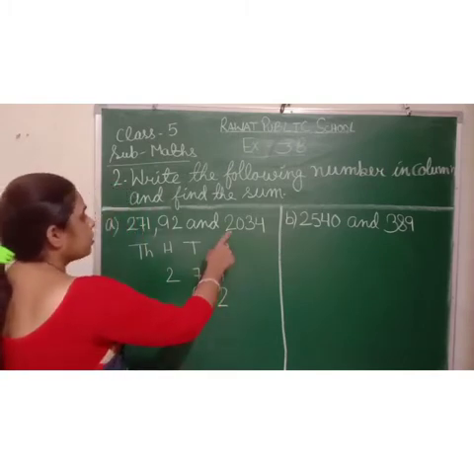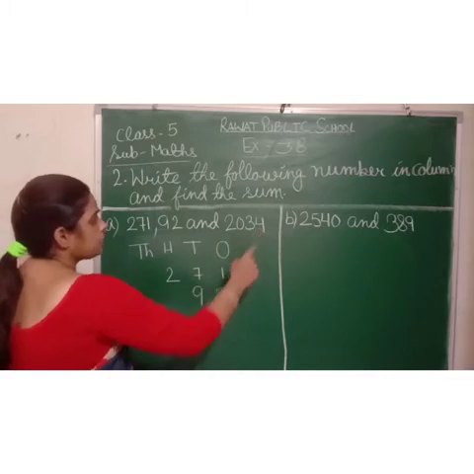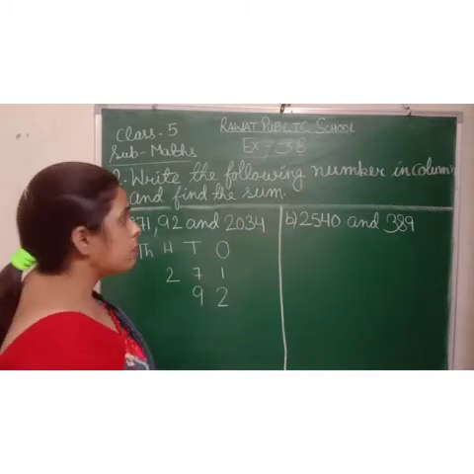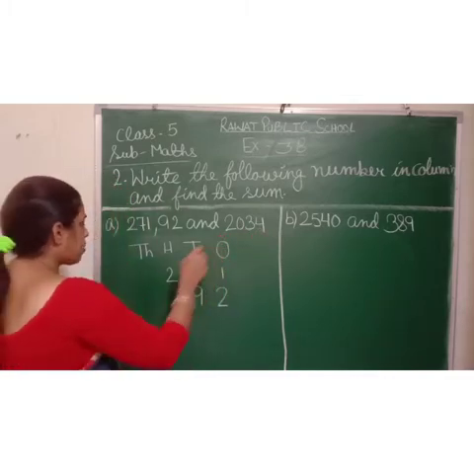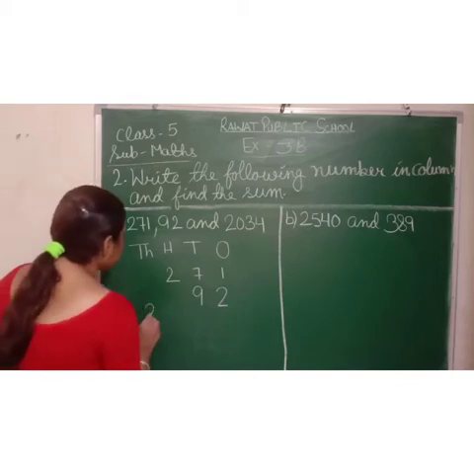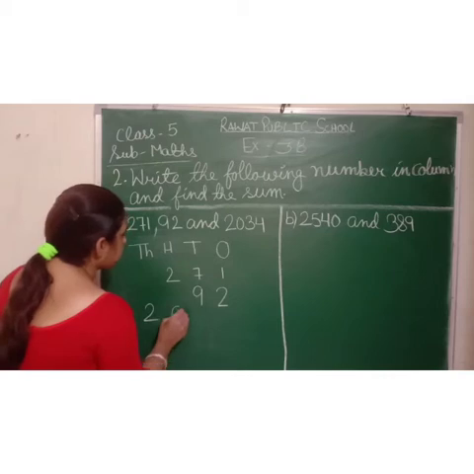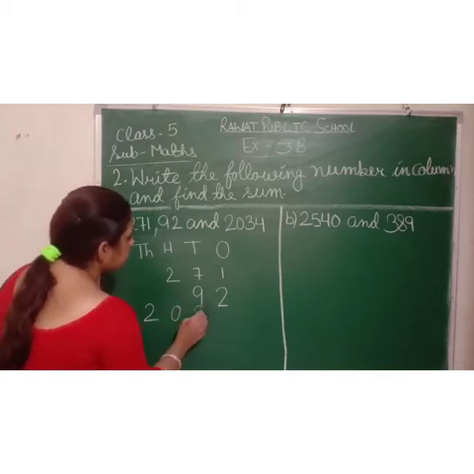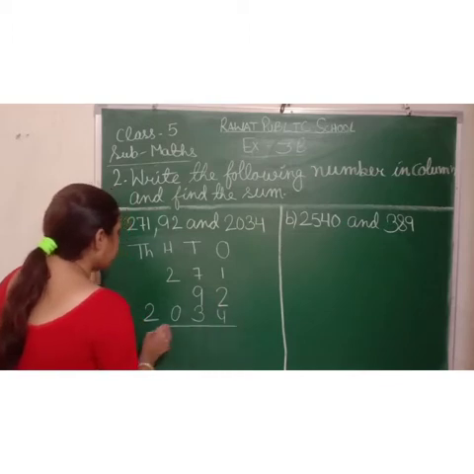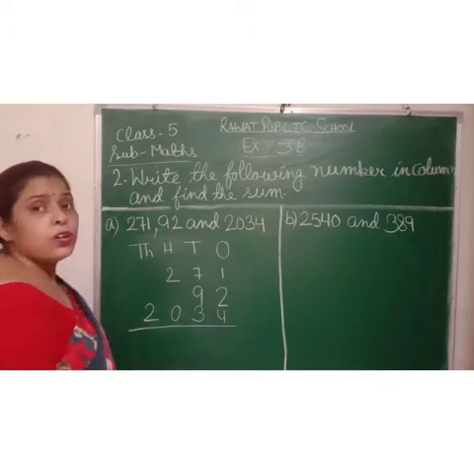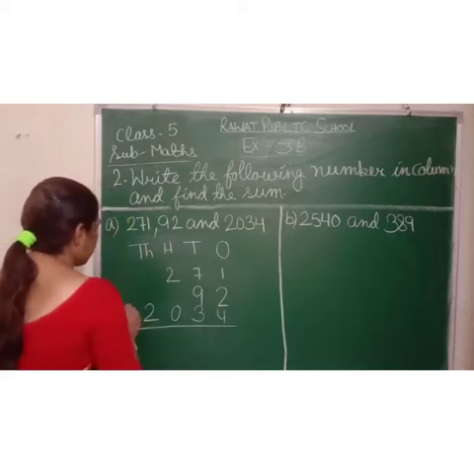Now the third number is 2034. So I will write this number from the thousands place. So put the 2 on the thousands place and then 0 on the hundreds place, 3 on the tens place and 4 will be on the ones place. Now we have to find the sum.